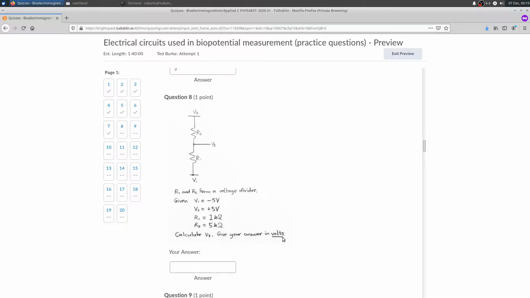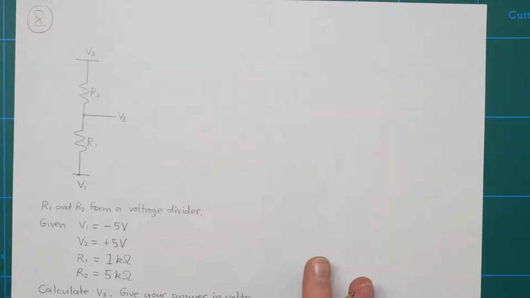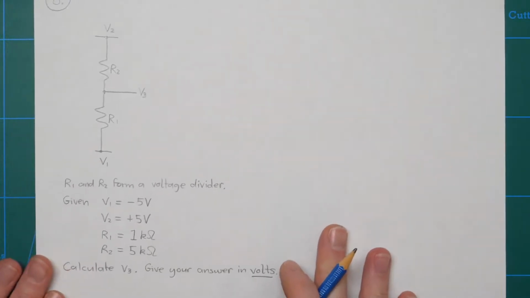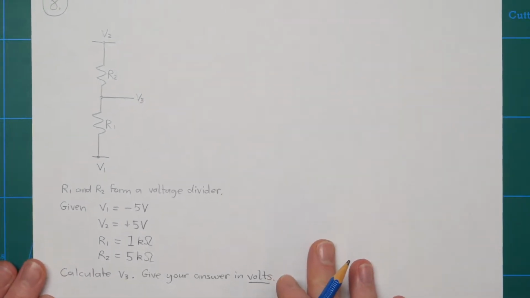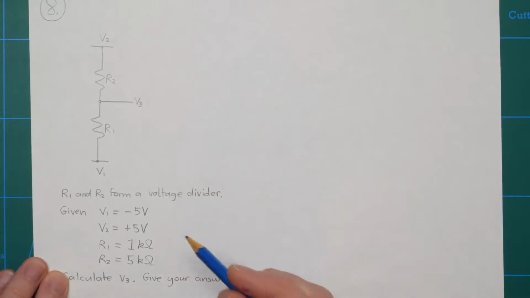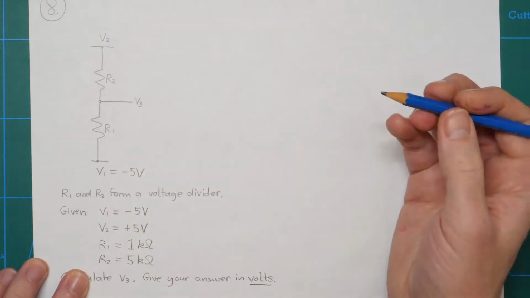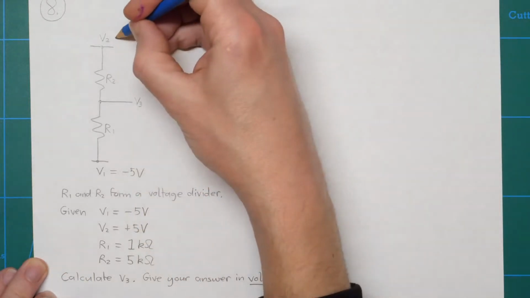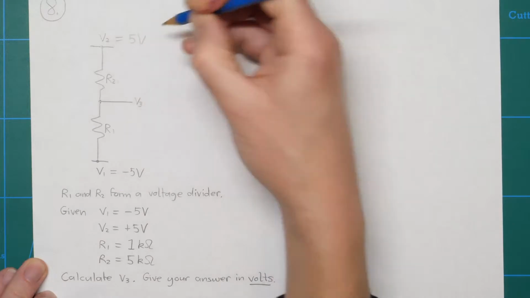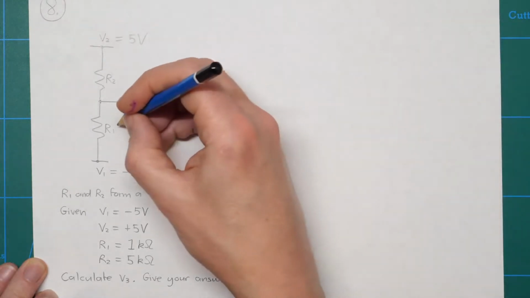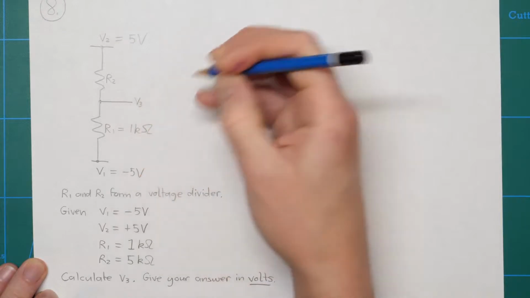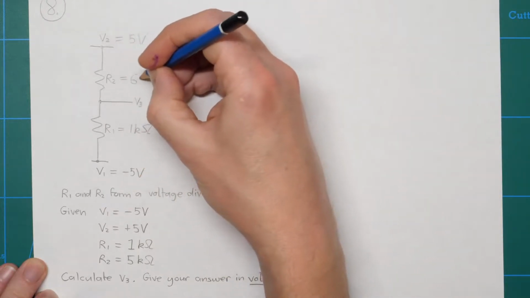Okay, question 8. So question 8, again, this is a voltage divider question. What have we got then? We've got V1 is minus 5 volts. V2 is plus 5 volts. R1 is 1 kiloohm. And R2 is 6 kiloohms.